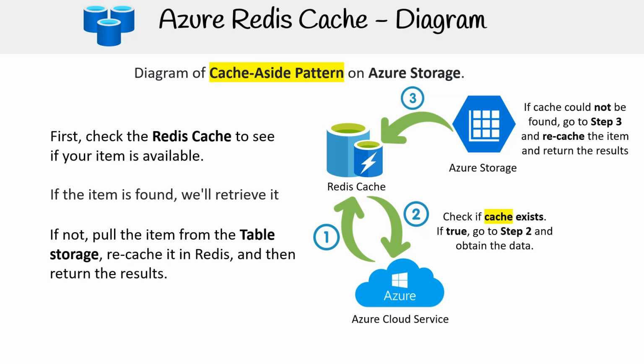Check if cache exists. If true, go to step 2 and obtain the data. If cache could not be found, go to step 3 and recache the item and return the results. So that's a summary of Azure Cache Redis and how it works.